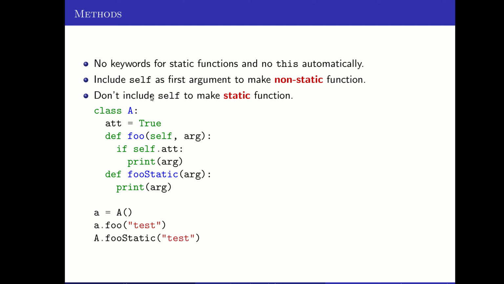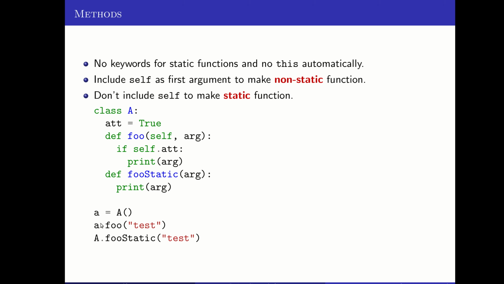Many beginning programmers in Python will just forget to include the self and accidentally make a static function. And the error messages you get in relation to this will often be confusing because to Python, what happens if you called little a dot foo static, for example, is it gets an extra parameter, more than it thinks it should get. Foo static only takes one parameter.